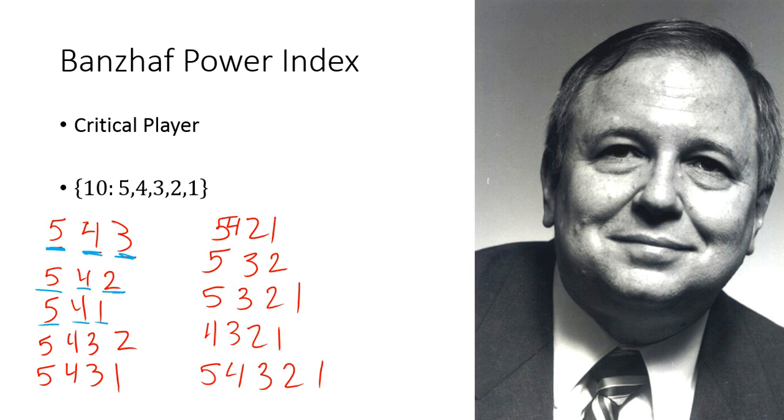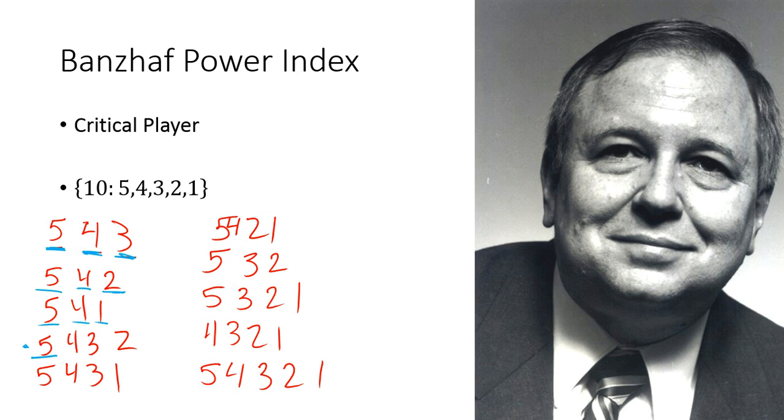Now the next one. When we count these up, if we remove 5, 4 plus 3 plus 2 is under 10. Okay, so 5 is. If we remove 4, 5 plus 3 plus 2 is 10, so 4 is not a critical player. If we remove 3, the other ones make it still pass, and if we remove 2, it can still pass. So 5 is the only critical player in this one.